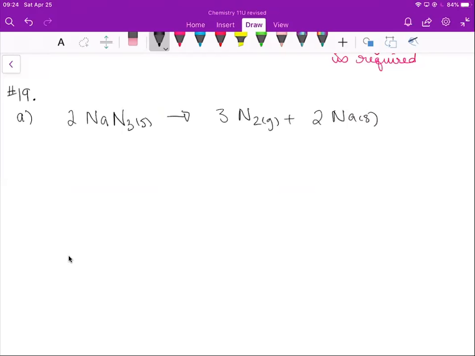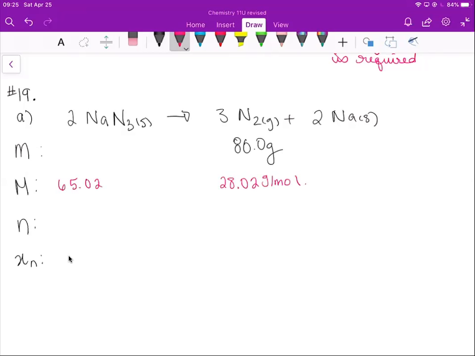Okay, so let's start. Mass, molar mass, number of moles accounted for with coefficient. We are given that you need to produce 80.0 grams of nitrogen. Okay, so that's the only piece of information that's given. Well, obviously, from the periodic table, we can fill out the molar mass. So nitrogen is 28.02. Sodium azide is 65.02 grams per mole.